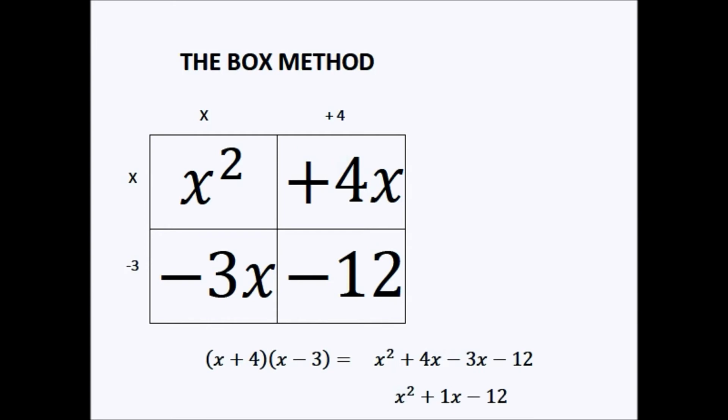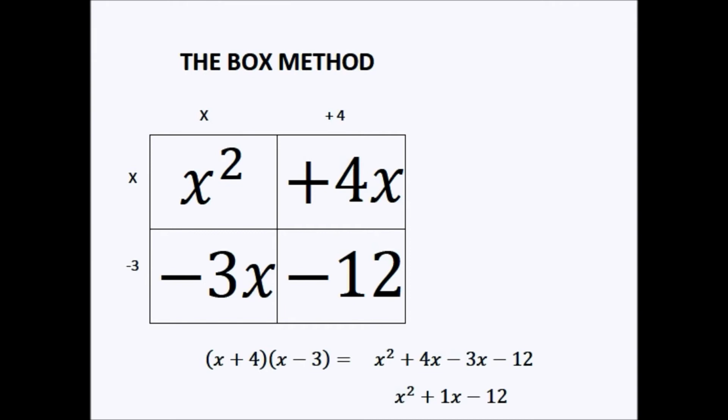Now here's the same example using the box method. You have x times x, and that gives you x squared, so you write it in this box. And then you have x times 4, and that gives you positive 4x, and it goes in that box. And then you have negative 3 times x, it goes here, negative 3x. And finally, negative 3 times a positive 4, that gives you a negative 12.